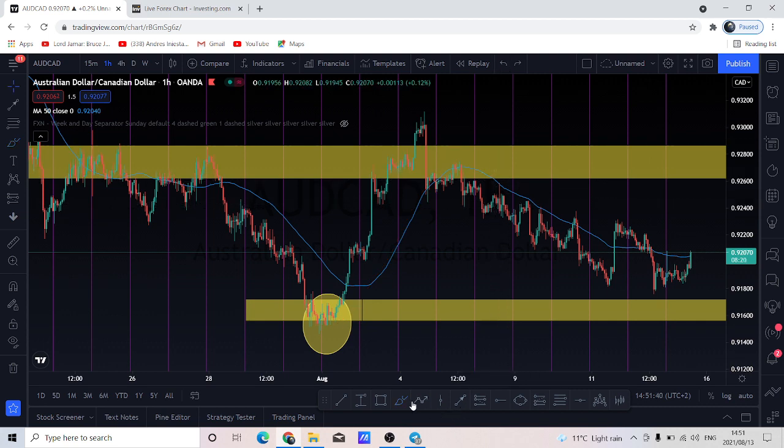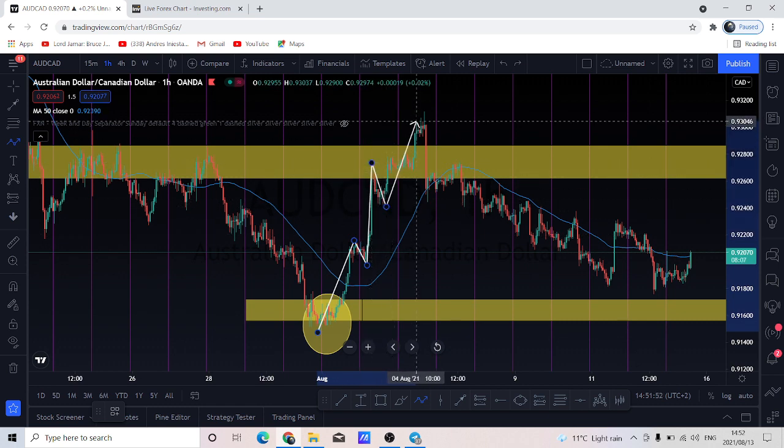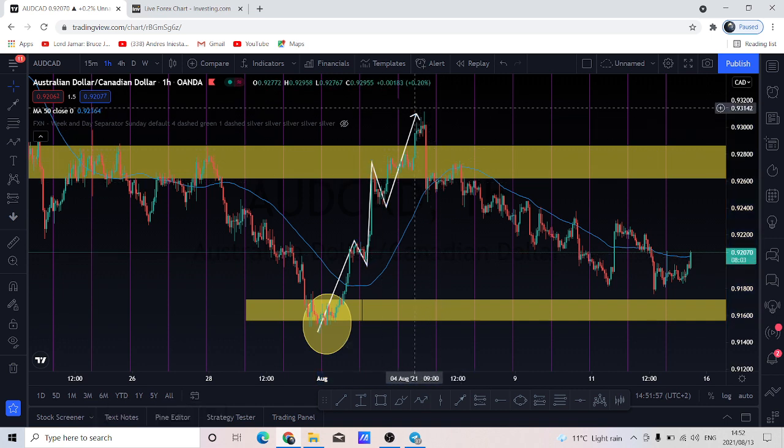Yeah, now we're going to use this tool. This was our first push from the turning point here. We saw a pullback. Then second push, pullback. And then the last push. Okay, so this was a confirmed high of the week.